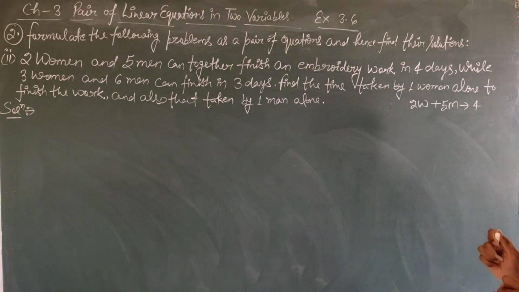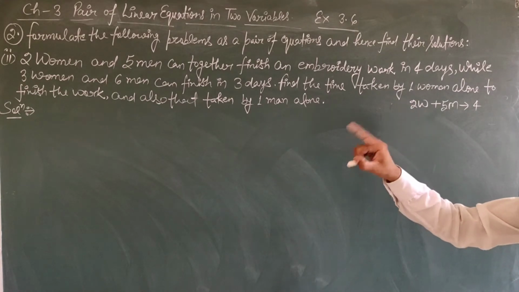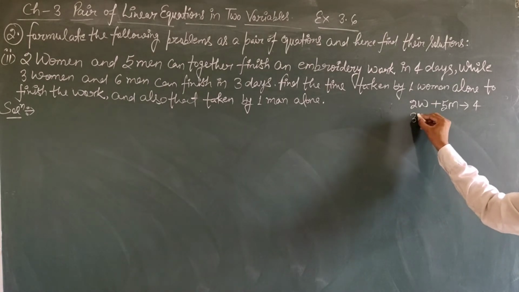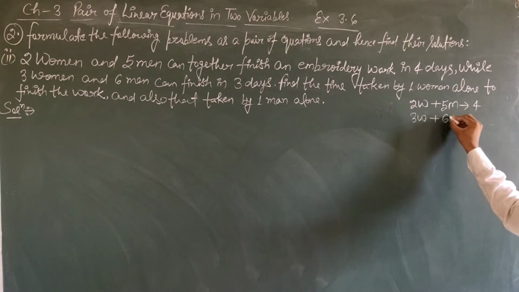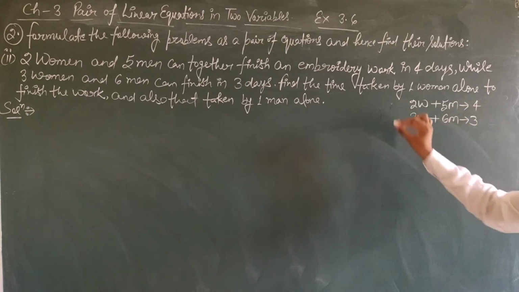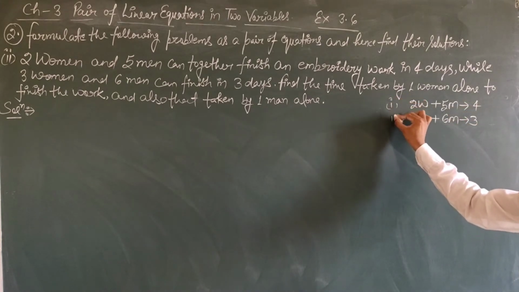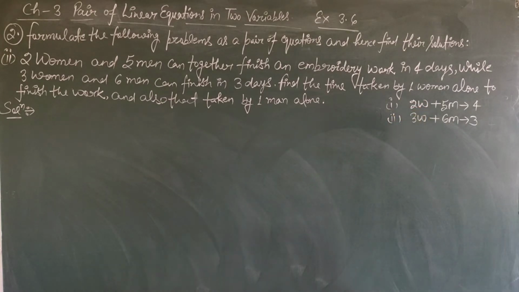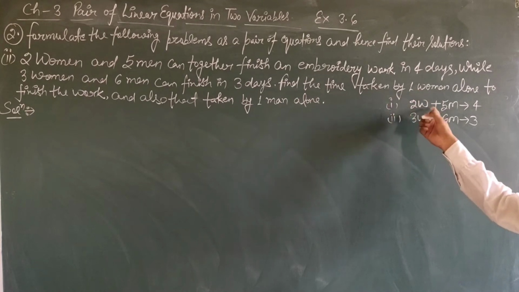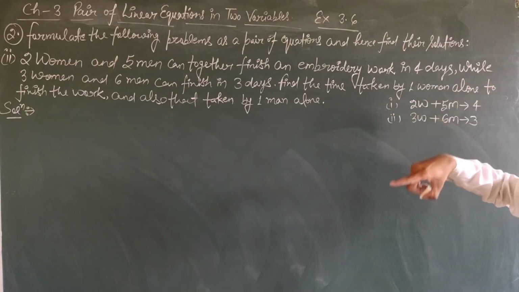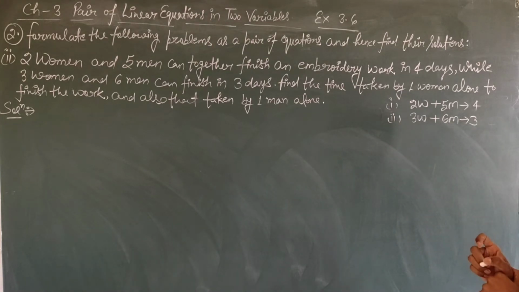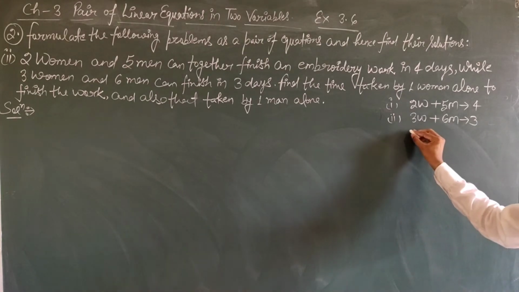Now the second thing: 3 women and 6 men can finish a work in 3 days. That is the first condition and that is the second condition. Find the time taken by one woman alone to finish the work and also that taken by one man alone.